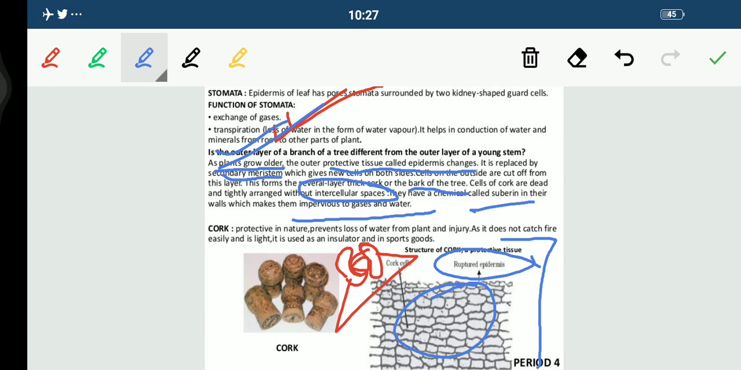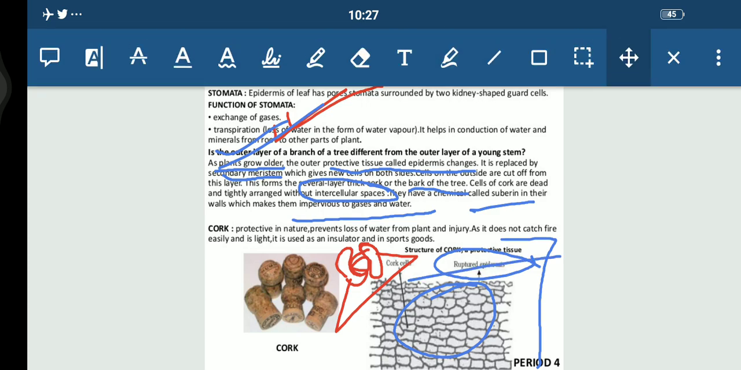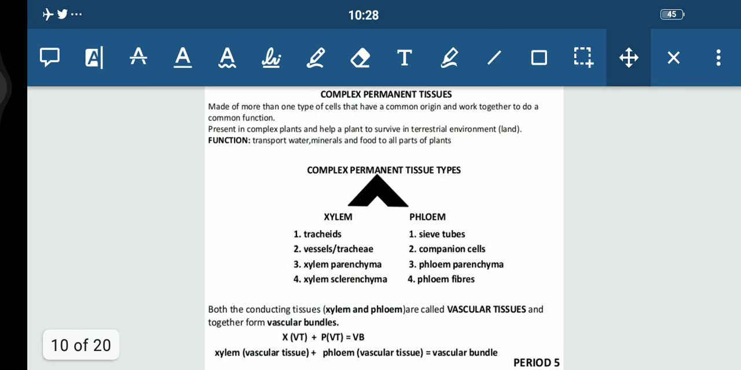Fine. I hope this topic is clear to each one of you, students. This was all about today's module. In tomorrow's module, we'll be studying about the complex permanent tissue. Thank you.